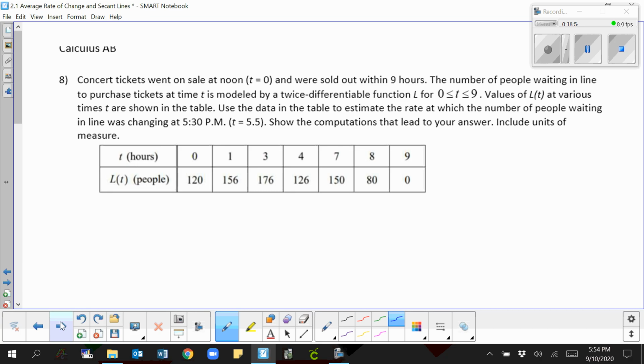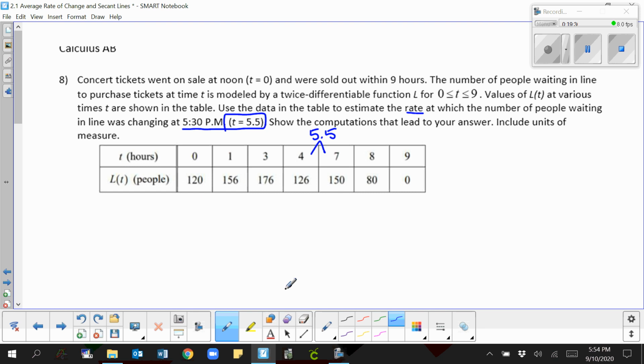Use the data in the table to estimate the rate at which the number of people waiting in line was changing at 5:30 p.m., so at t equals 5.5. Show the computations that lead to your answer. Include units of measure. So we're trying to estimate the rate at which the number of people waiting in line was changing at t equals 5.5. So what we're going to do is look for points on either side of the 5.5. So I know that that 5.5 is going to fall in between my 4 and my 7.